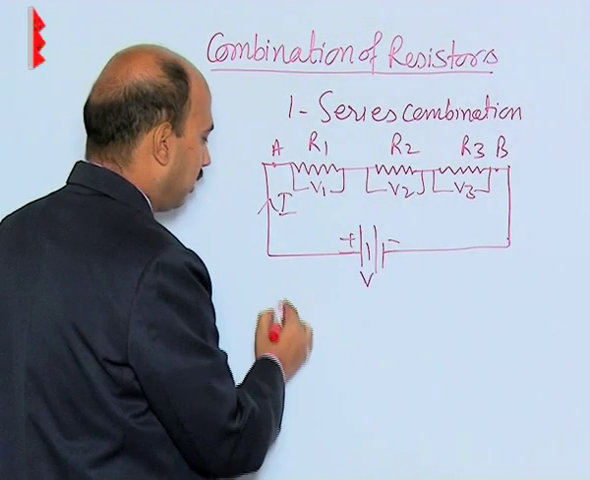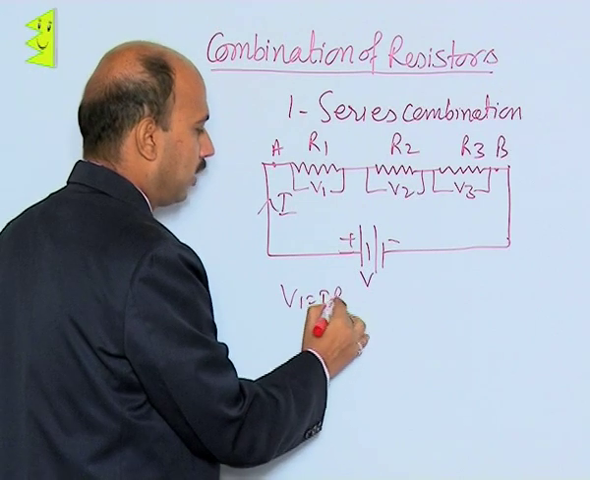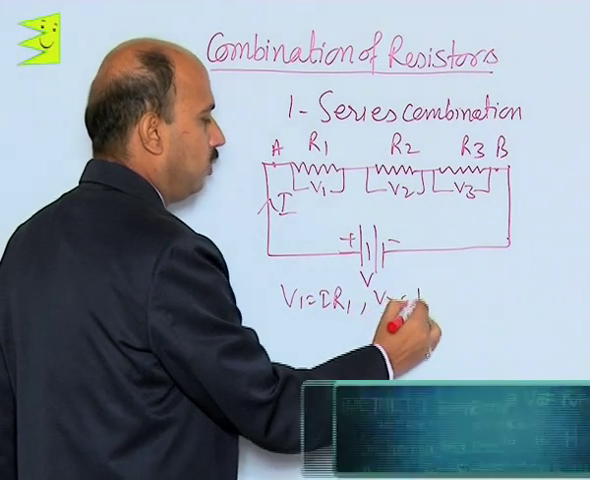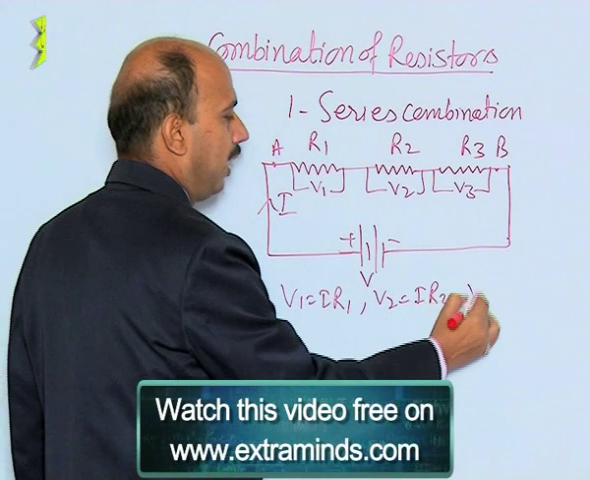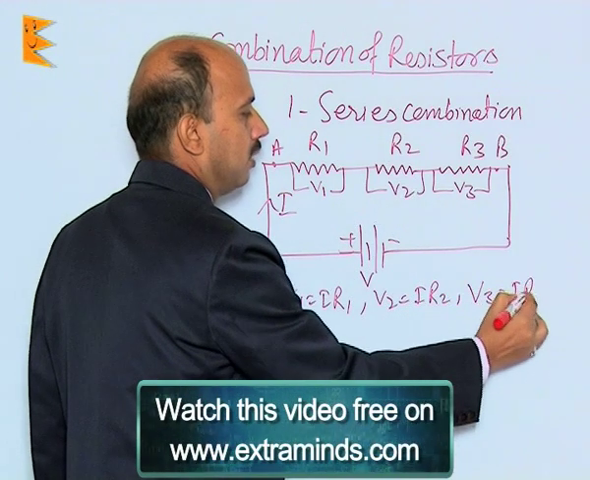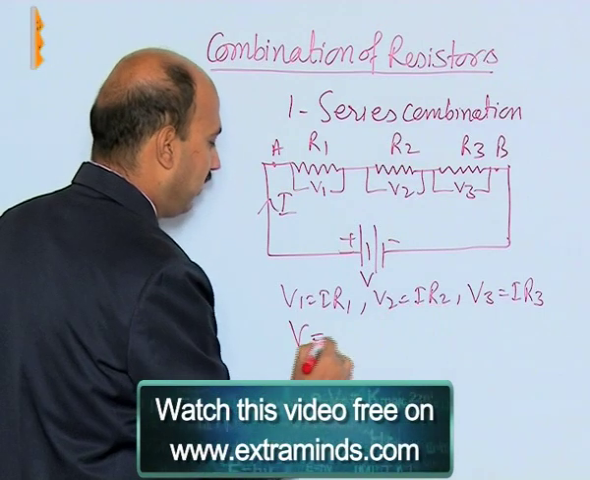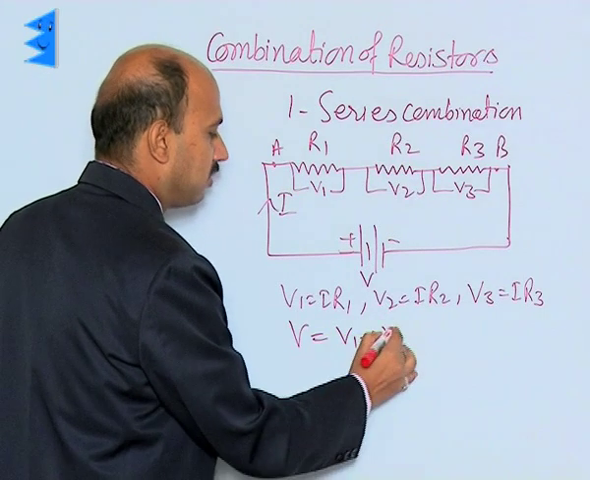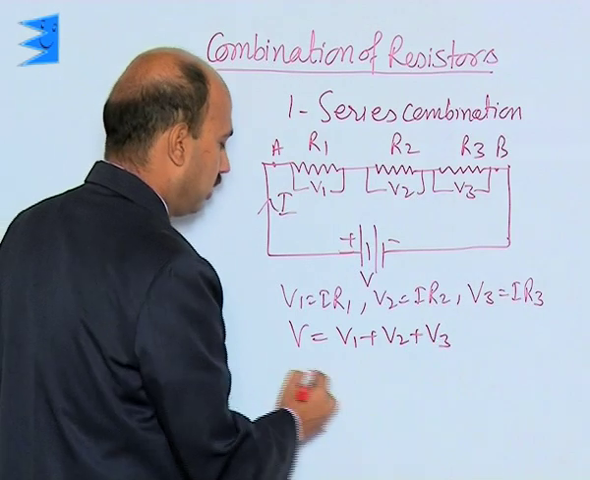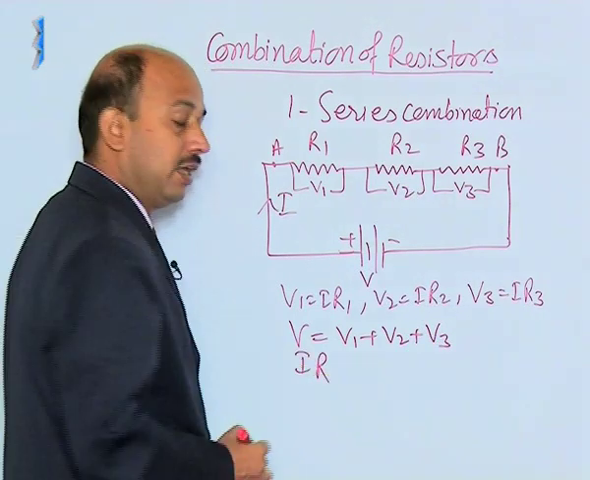So, we can write here V1 is equal to IR1 according to Ohm's law, V2 is equal to IR2 and V3 is equal to IR3. Then we can also write here total V is equal to V1 plus V2 plus V3. So, IR, this is R equivalent here.